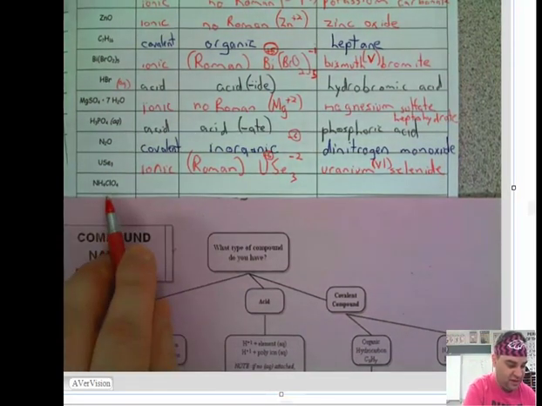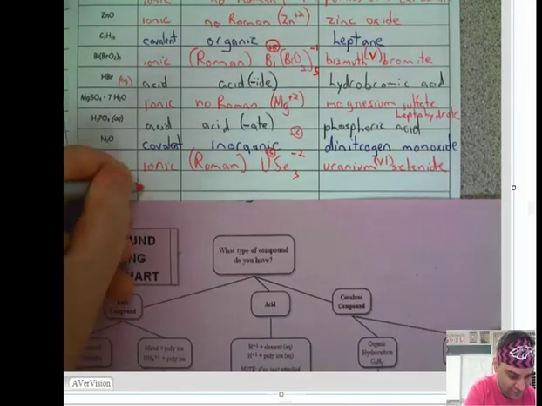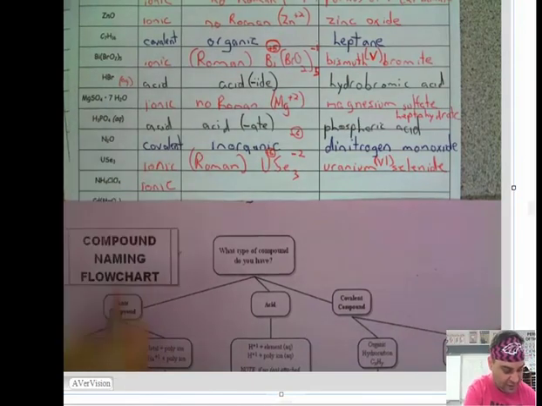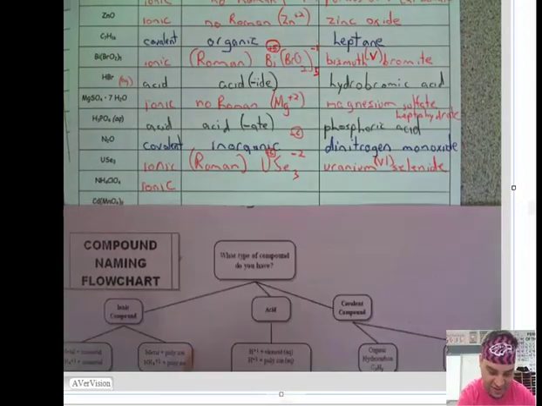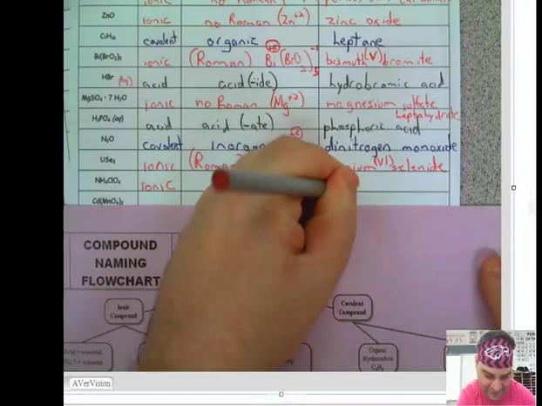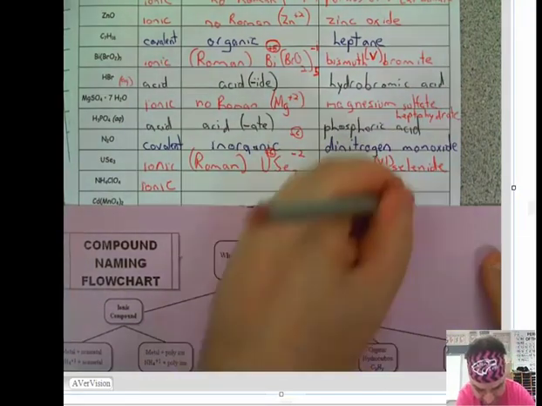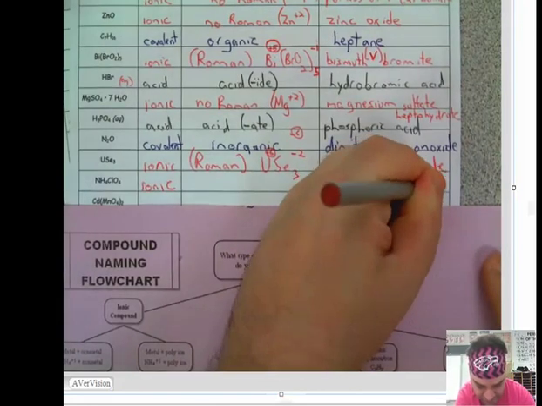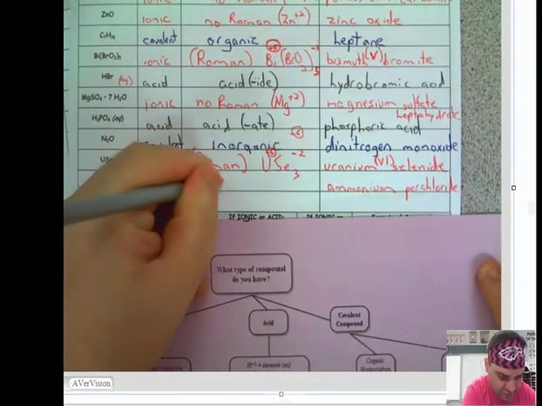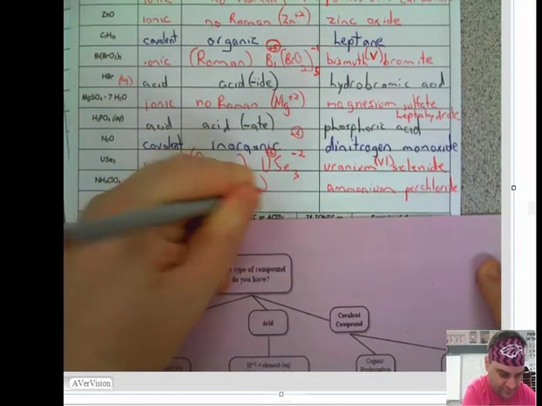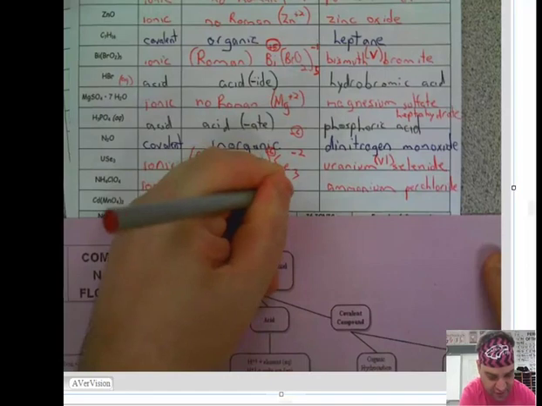Okay, NH4ClO4. NH4 is a polyatomic ion, so we are on the ionic side again. And we have 2 polyatomic ions here. Name the metal or ammonium, so we're going to name ammonium. Then we name the other polyatomic ion, ClO4, perchlorate. Ammonium does not need a Roman numeral, so there is no Roman here, because ammonium is always +1.